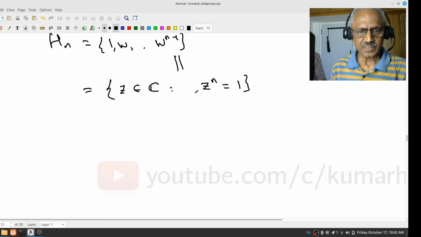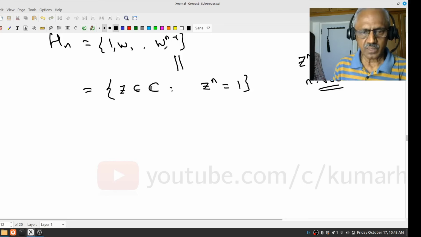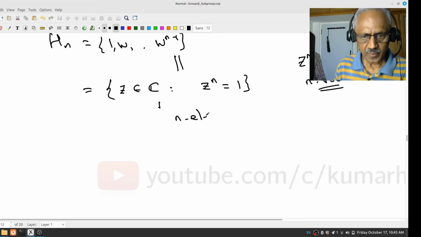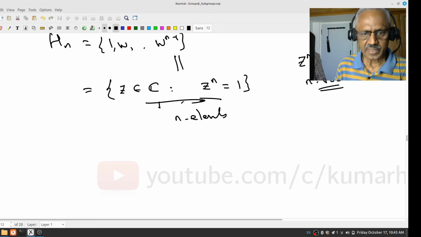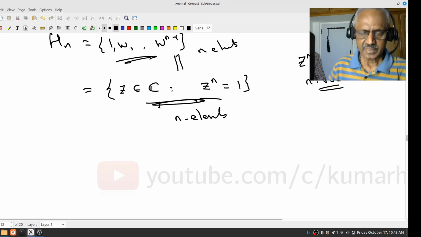To show this, you look at one primitive nth root of unity, and all roots are, look at this, Z power n equal to 1. This is an nth degree polynomial, therefore it will have n roots. And all these elements are roots. So this set will have n elements, and this set also has n elements. We have to check why they have n elements. I'll come to that in a minute. Am I going fast?